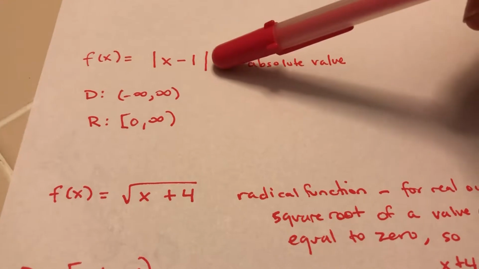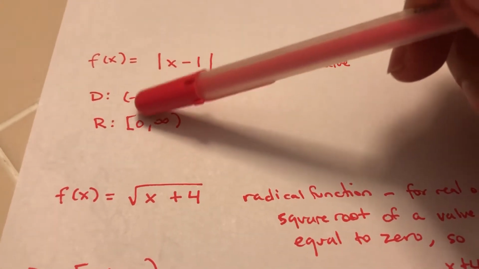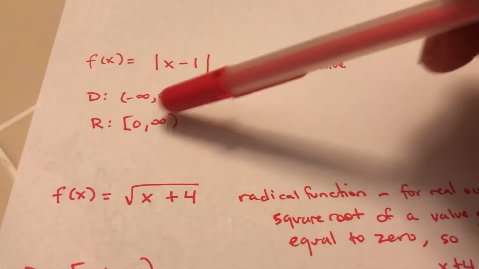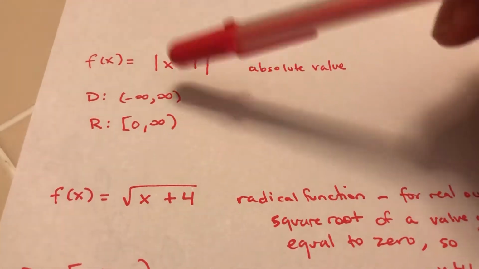This thing can actually spit out a value of 0, which is why I get to actually include this value of 0. And again, I cannot put the inclusion or that square bracket around any of these infinities because we don't have a set value for them.